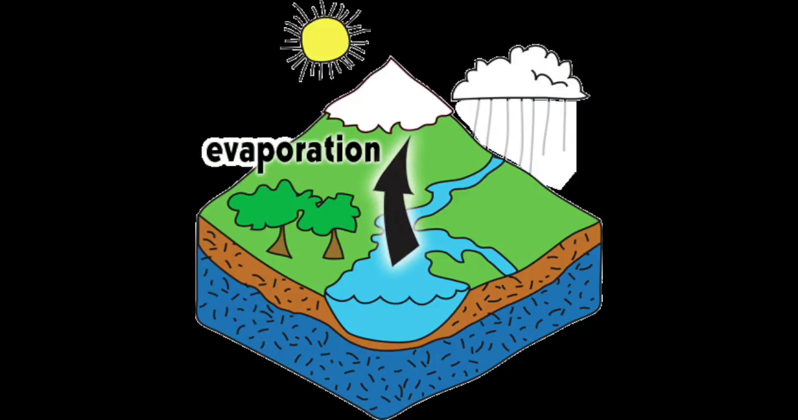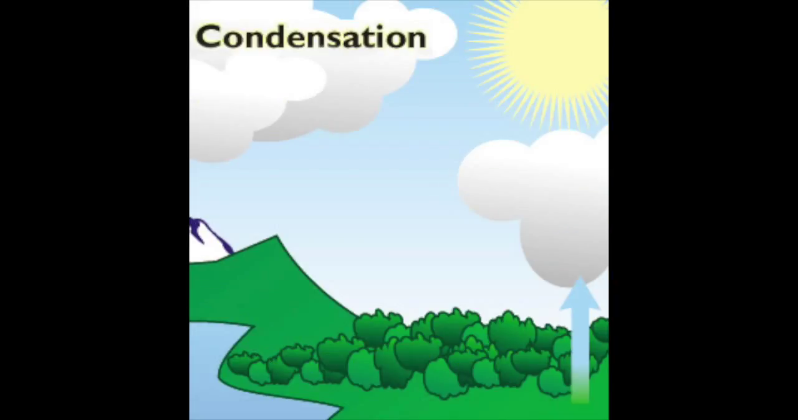Okay, let's summarize what we've learned about the water cycle today. The first stage of the water cycle is evaporation, and that's when water becomes warm and turns into water vapor or gas. The second stage of the water cycle is condensation, and it is the opposite of evaporation because the water becomes cold and forms a cloud.